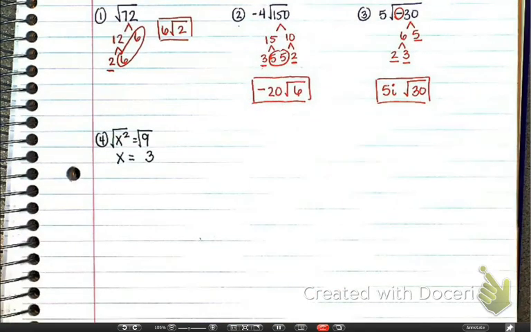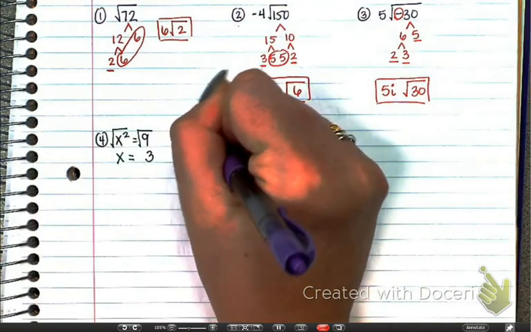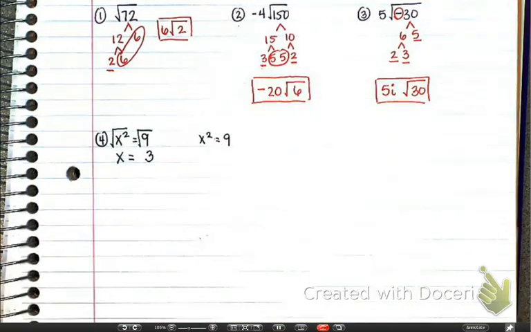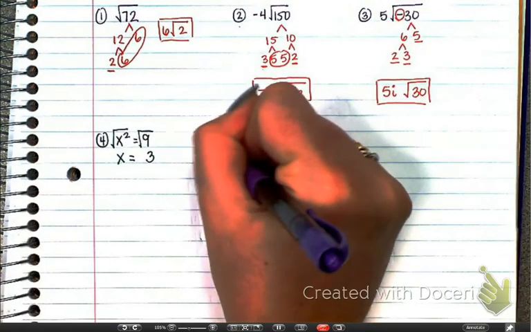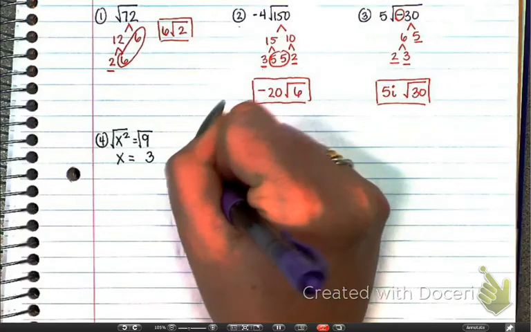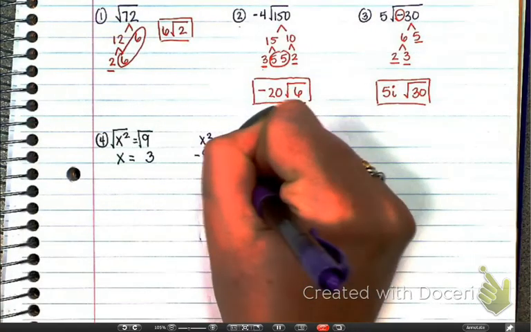Now I want to think about this for a second. So this could be a quadratic if I rewrote it, like it could be in standard form. If I were to set it equal to 0, what would I have to do? So I have x squared equals 9. If I wanted to set it equal to 0, what would I have to do? Subtract 9. So I would get x squared minus 9 equals 0.